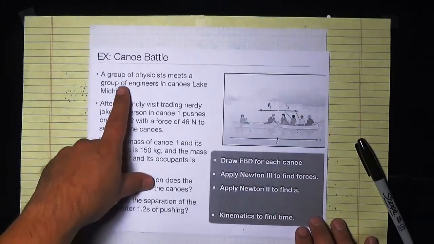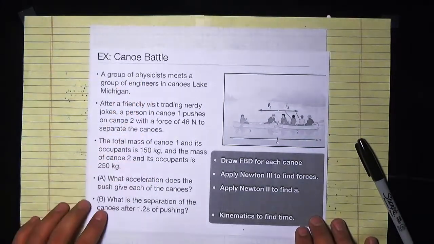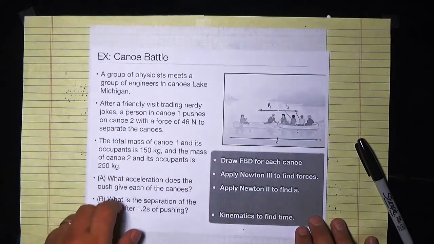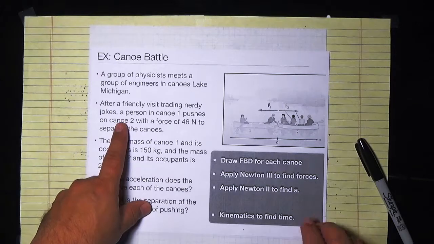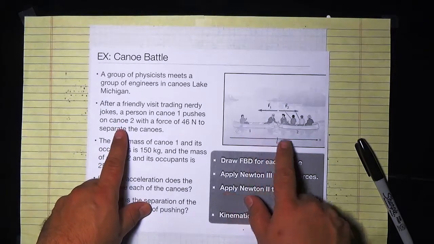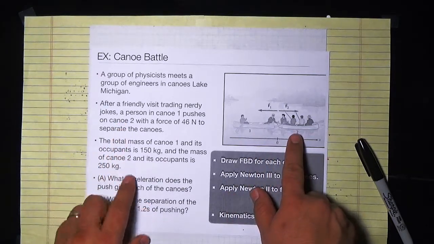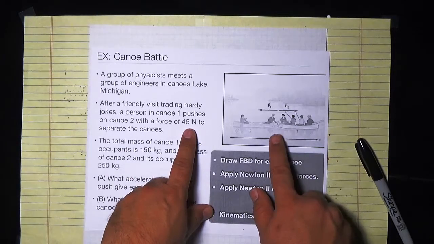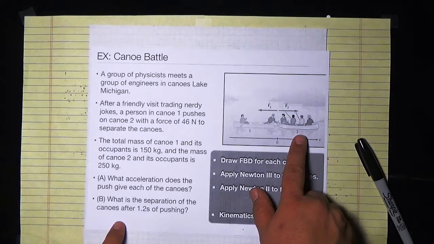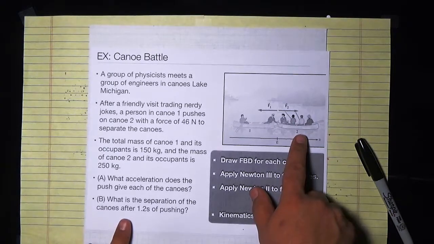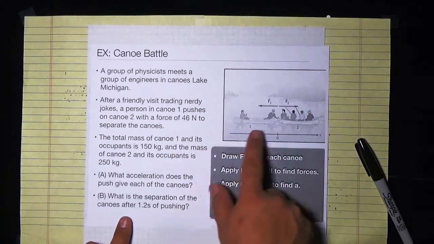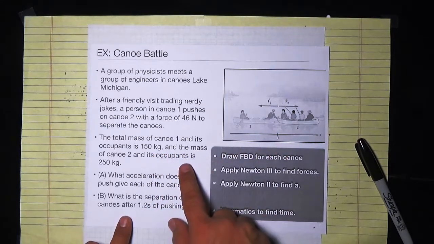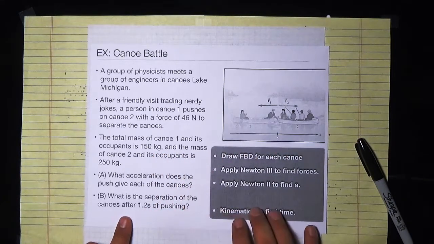Let's suppose a group of physicists meets a group of engineers in canoes out on Lake Michigan. After a friendly visit, trading nerdy jokes, a person in the first canoe pushes on the second canoe with a total force of 146 newtons, and the push is ultimately going to separate the two canoes. The total mass of canoe 1 and its occupants is 150 kilograms, and the total mass of canoe 2 and its occupants is 250 kilograms.